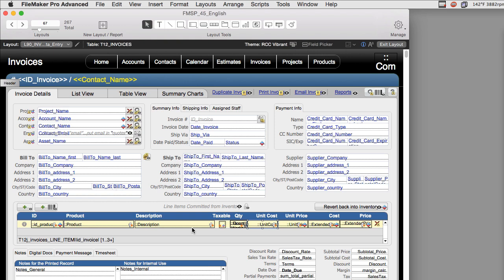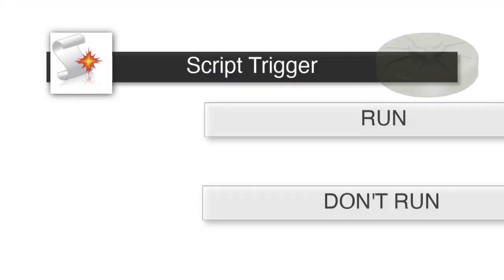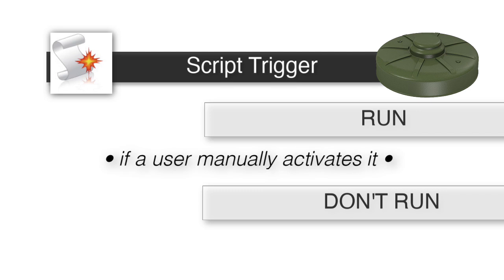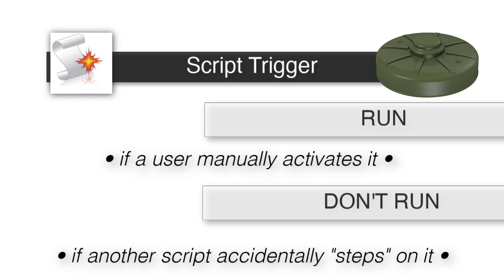Now, if you think about this logically, we want these script triggers that are hidden on layouts like landmines to run if a user manually activates them for a vast majority of time. And a vast majority of the time, we don't want these script triggers, these landmines, to run if some other script accidentally steps on them. So how do we do that?